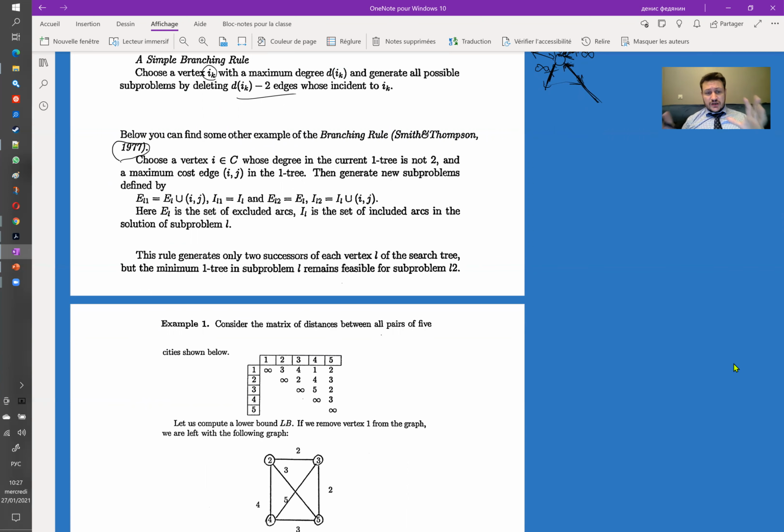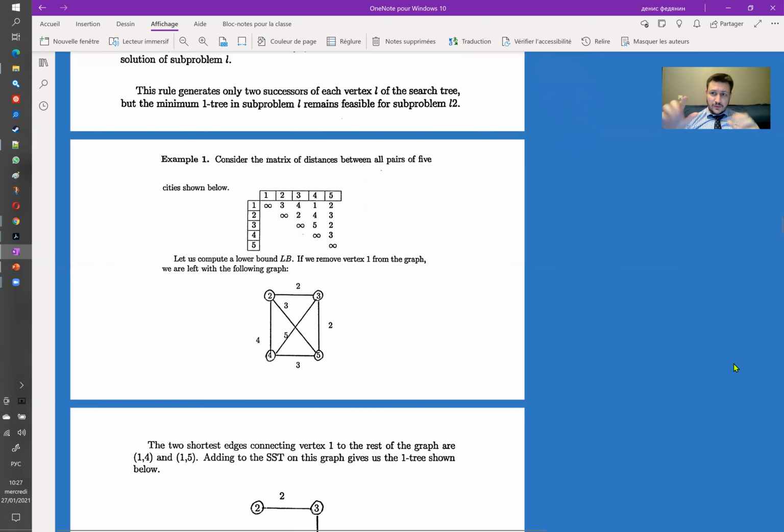Let us check the example. We always want to have an example because we want to grasp these very abstract and difficult theorems. We want to have something that we can look at very carefully and check details. Let us consider the matrix of distances between all pairs of the 5 cities shown before.